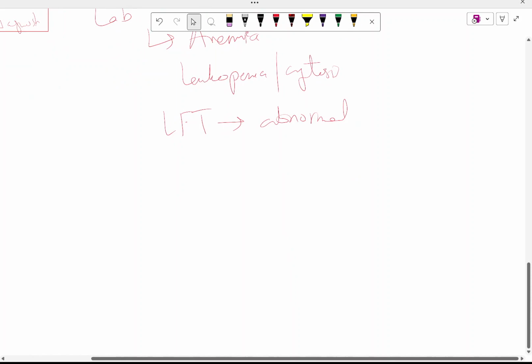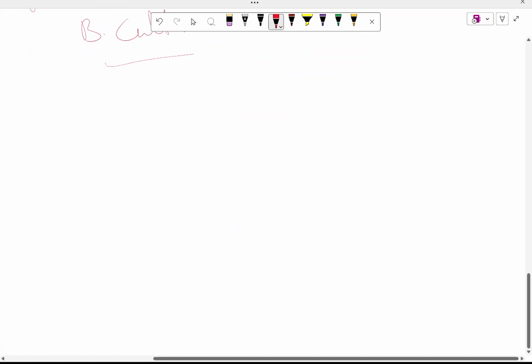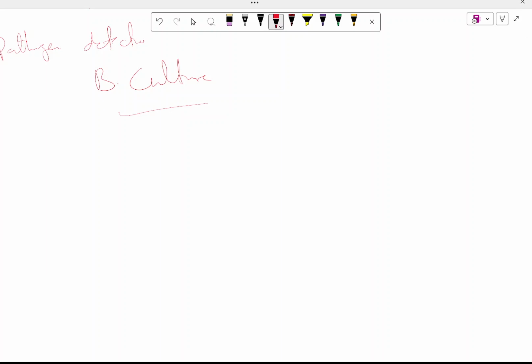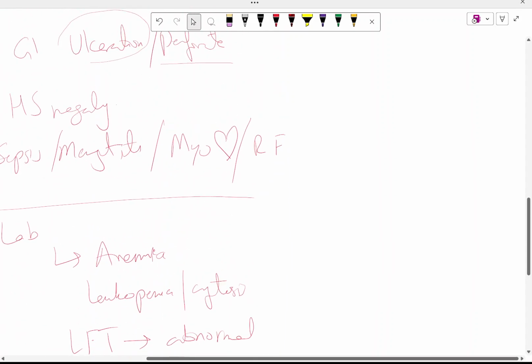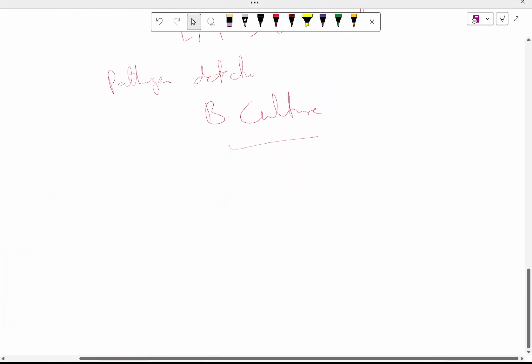How will we detect the pathogen? For pathogen detection, we'll go for blood culture. This pathogen is detectable only in the first week in blood culture. So if a patient comes to you with a 5-day history of fever and other clinical features of week 1, like relative bradycardia, constipation or diarrhea, and headache, you will go for blood culture. So you do blood culture in the first week.